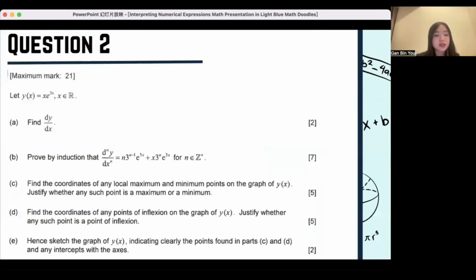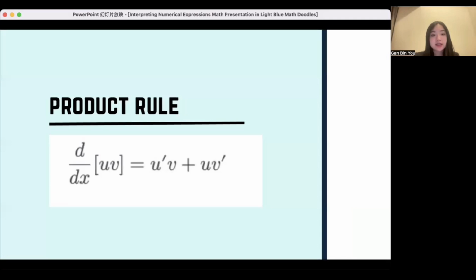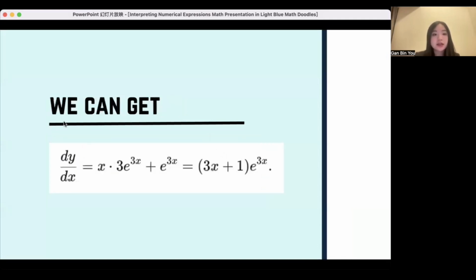And for the first question, we want to find the derivative of y with respect to x. Can anyone remember the product rule? Yes, correct. Let's review the product rule first. And we can get 3x plus 1 times exponential of 3x.